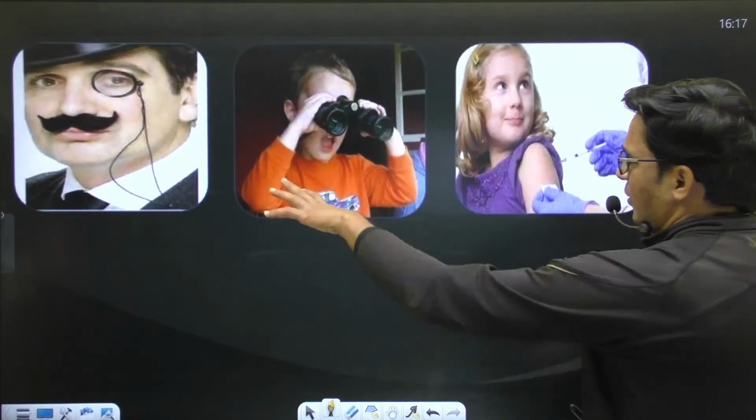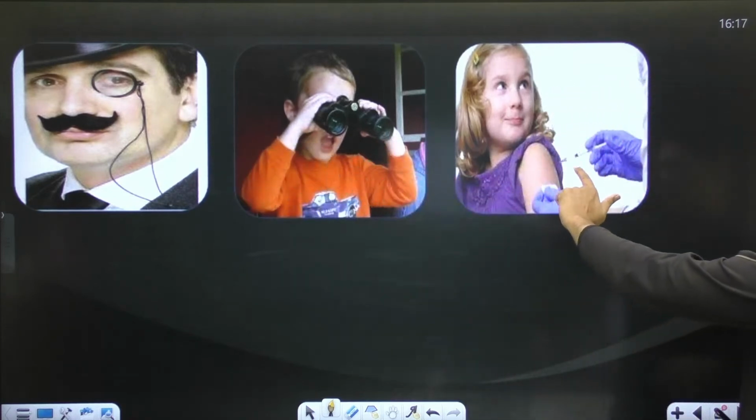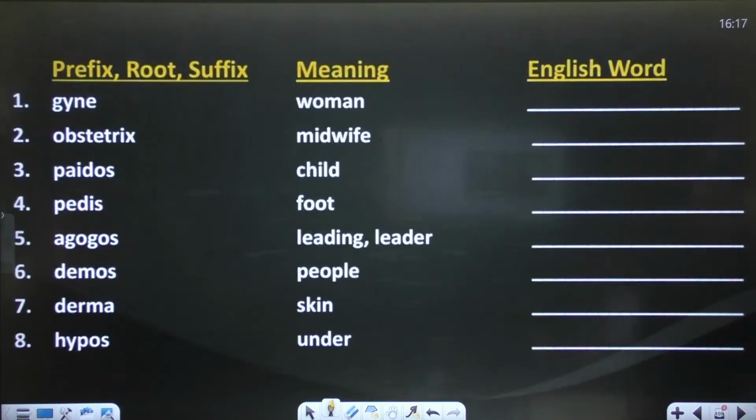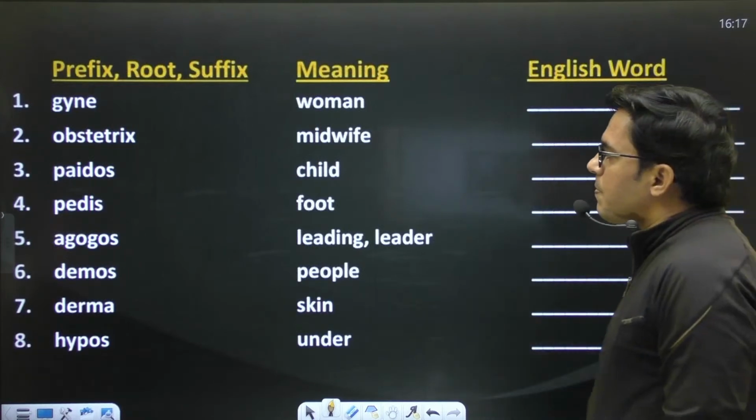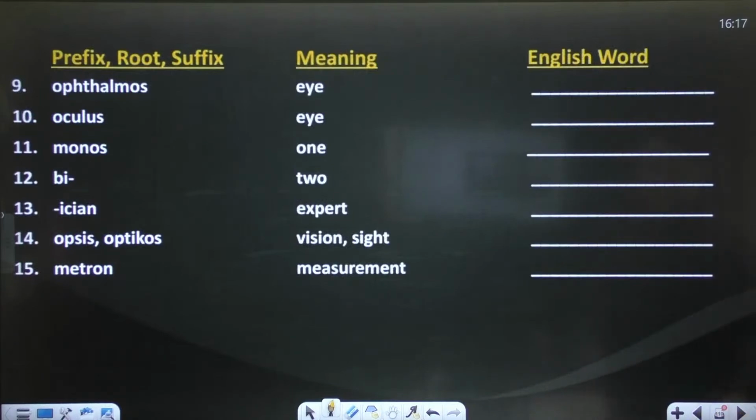This is the example of monocle, this is binoculars, and this is the process of inoculate. The specialist is inoculating the skin of that baby girl. Okay, next one is some of the root words, and move to the next, just a minute.